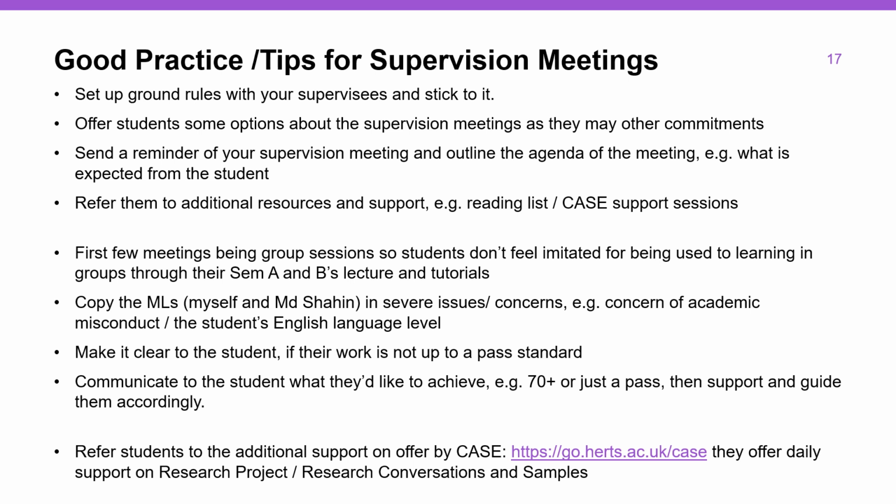If students want to achieve a 60 or a distinction level, then you need to support and guide them towards that. Tell them very clearly this is not a 70+ piece of work, okay? So, to manage their expectations. And finally, as we mentioned, always refer students to additional support with all the daily sessions on the research project.